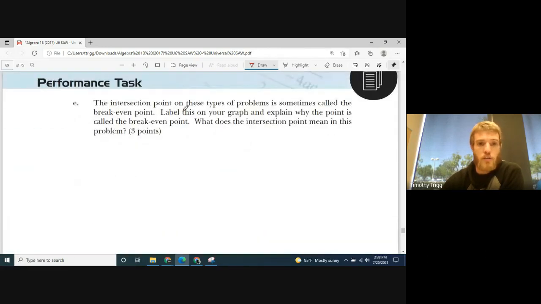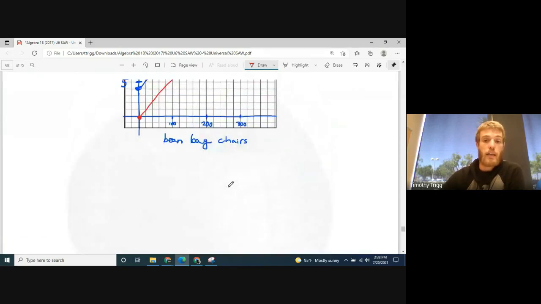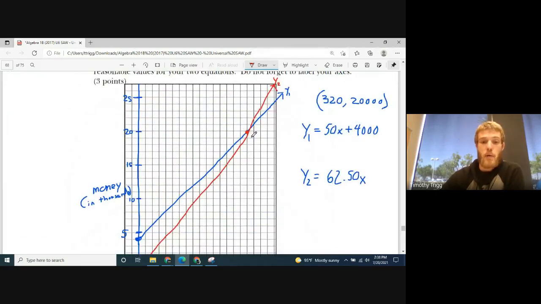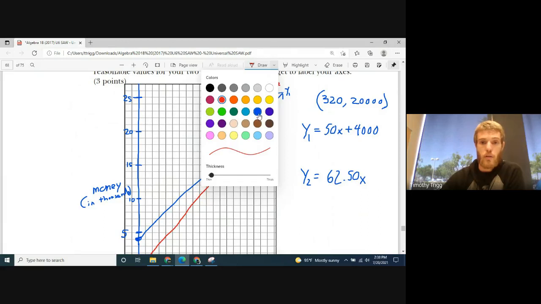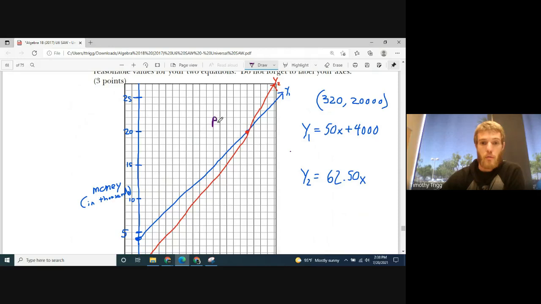Part E: the intersection point on these types of problems is sometimes called the break-even point. I've already been talking about that. Label this on your graph and explain why the point is called the break-even point. What does the intersection point mean in this problem? I've already kind of explained that, and I'll explain it again, but this is the break-even point, so you want to label that here. Maybe I'll use another color, maybe purple. So this is our break even.